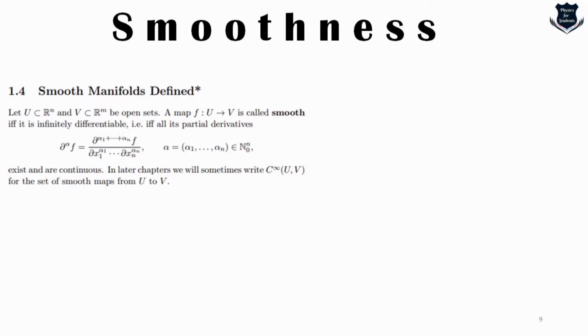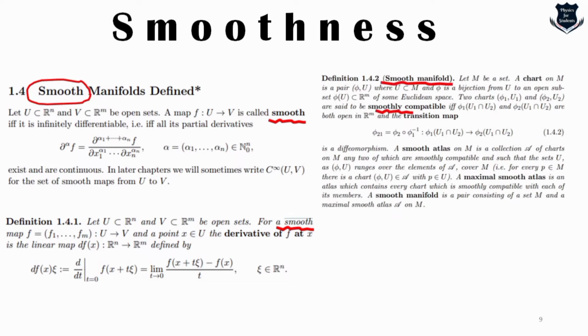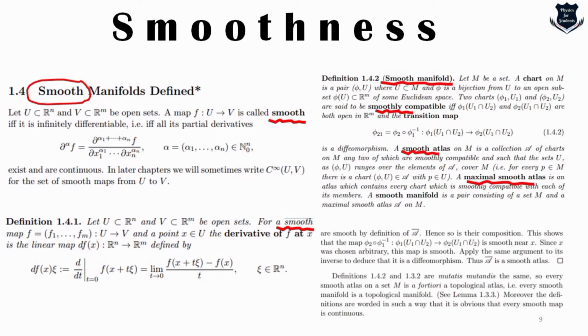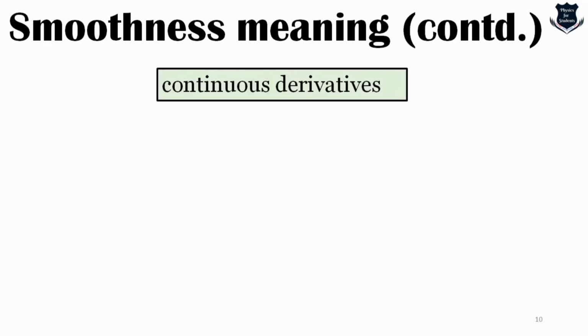Okay, so if you open any book on differential geometry, you will find these types of definitions: smoothness, smooth manifold, maximal smooth atlas, all those. This is just to show you that any proper book on differential geometry will carry the definition of smoothness.